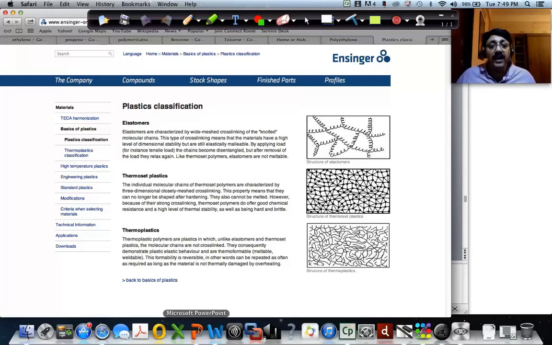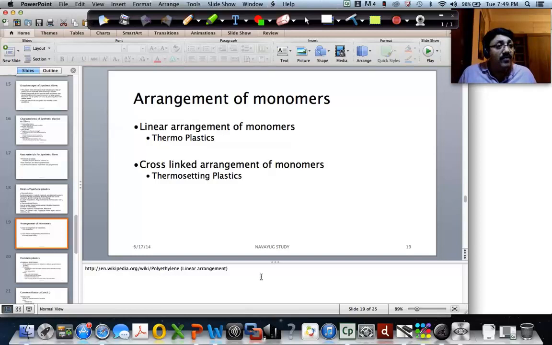I hope that I could make it very clear what is the difference, right? So in the case of thermoplastics, it's linear arrangement of monomers, whereas in thermosetting plastics, cross-linked arrangement of monomers, as I showed in the diagram, right?